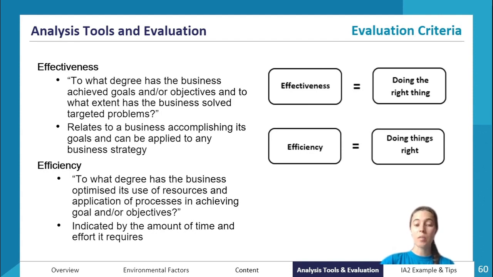So to what degree has the business optimized its use of resources and application of processes to achieve those goals or objectives? So things like the time and the effort and the money that something requires indicates the efficiency of that thing. So you can be doing the right thing, but you could be doing it in the wrong way. An effective strategy that's done in an inefficient way. It can also be the other way around. You can be doing the wrong thing, but be doing it in quite an efficient way.